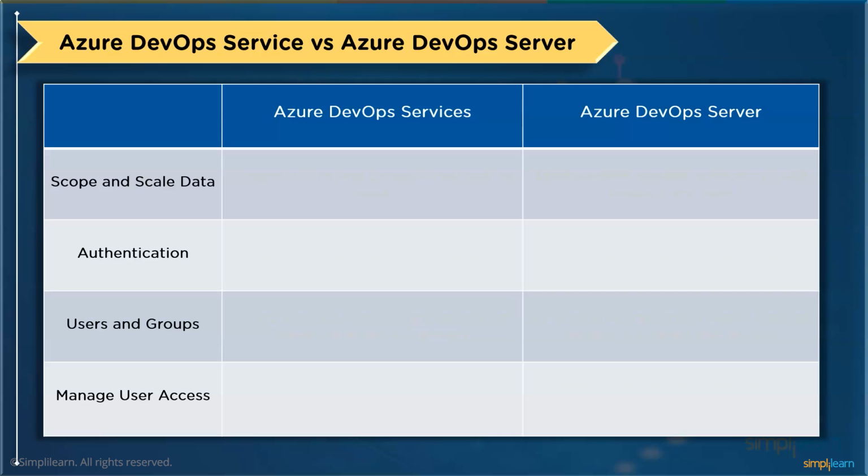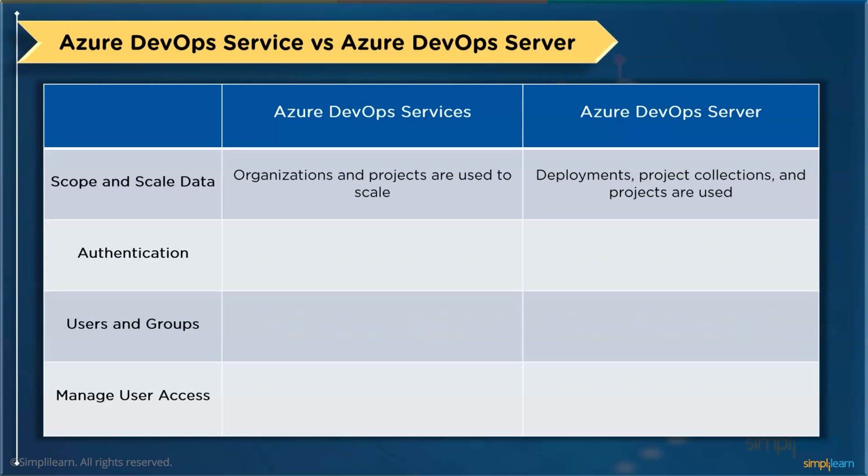So when deciding which platform to use or considering a transition from on-premises to the cloud, keep the following points in mind: scope and scale data, authentication, users and groups, and manage user access. So first is scope and scale data. Azure DevOps Services and Azure DevOps Server are slightly different. Organizations and projects are currently the only alternatives for scoping and scaling data.